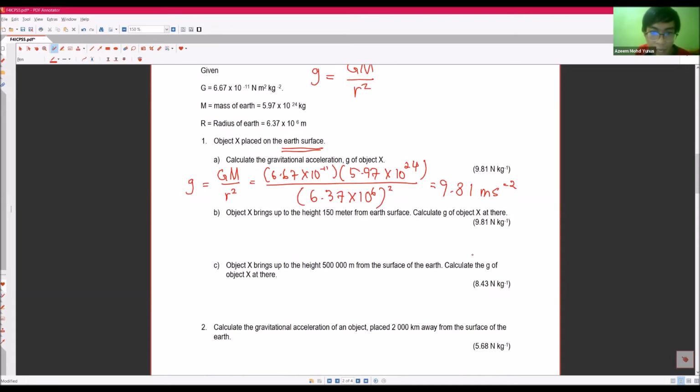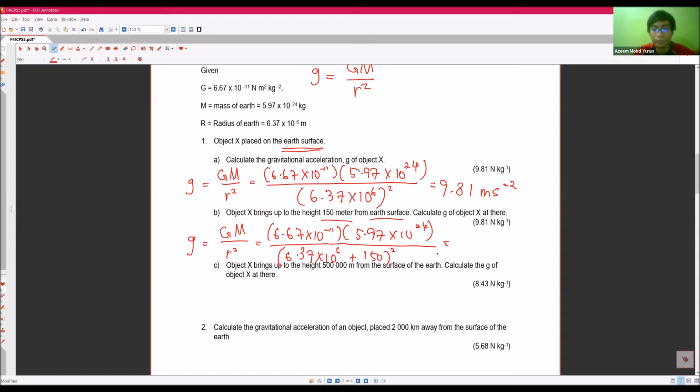Okay, object X is brought up to a height of 150 meters from the Earth's surface. So we stay on the Earth. Calculate g of the object at that height. So we should see that the value of g slightly decreases, but not much, because 150 meters is still small compared to the radius of the Earth itself. So let's plug in. Now our radius is very big, but we just add a very tiny distance, so the effect should be negligible.